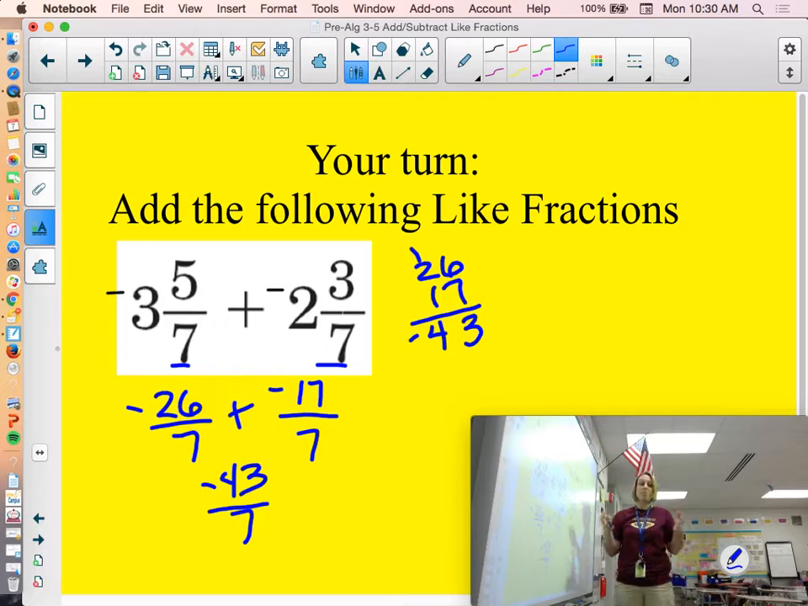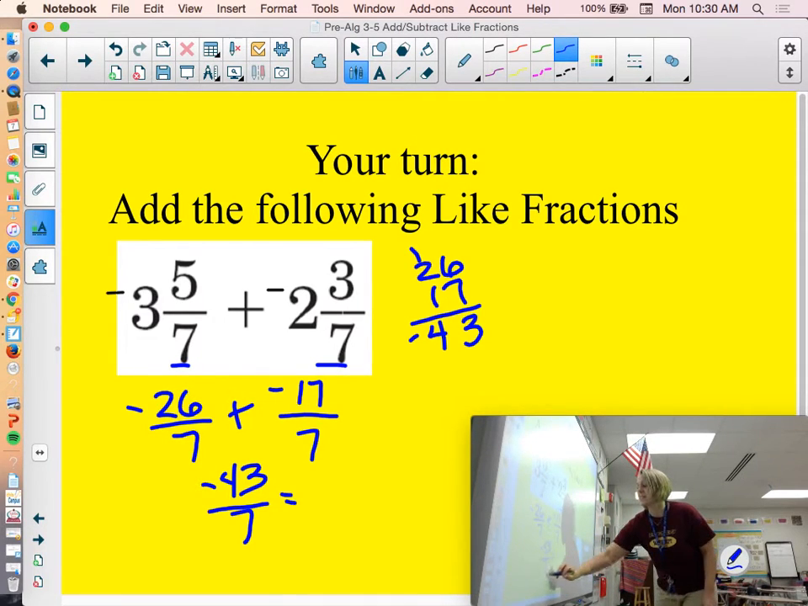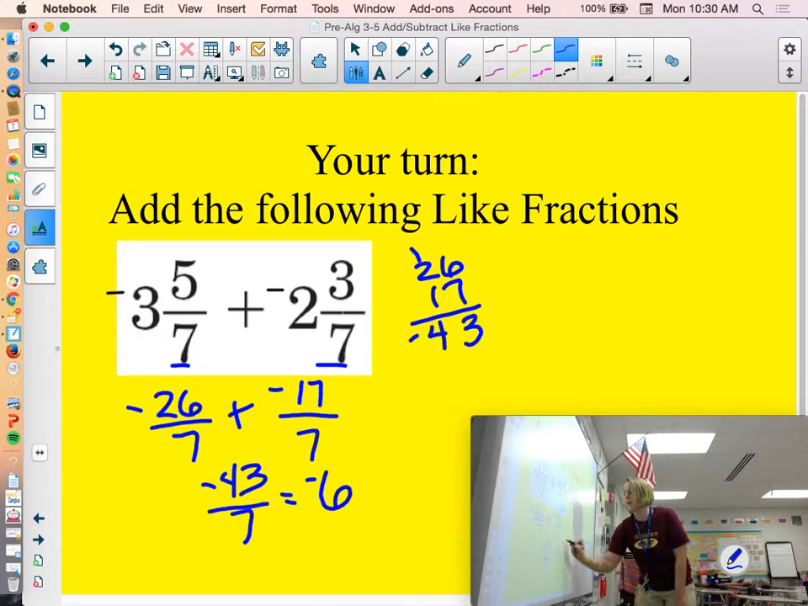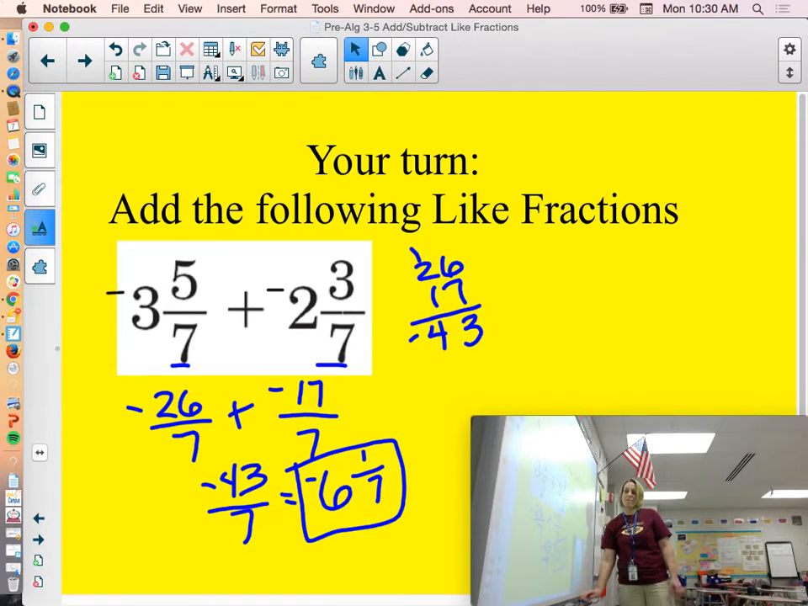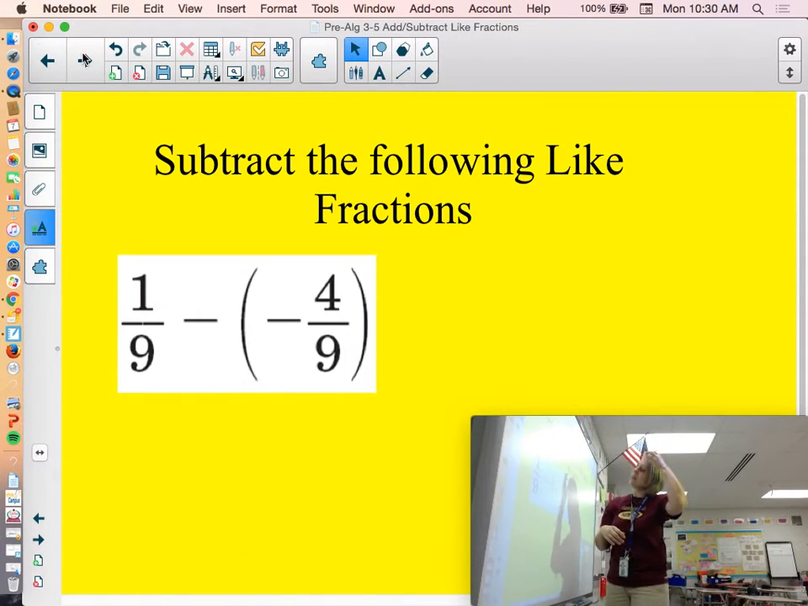Then we have to simplify. So I see that 7 goes into 43 6 times. It stays negative, but there's 1/7 left over. Negative 6 and 1/7.